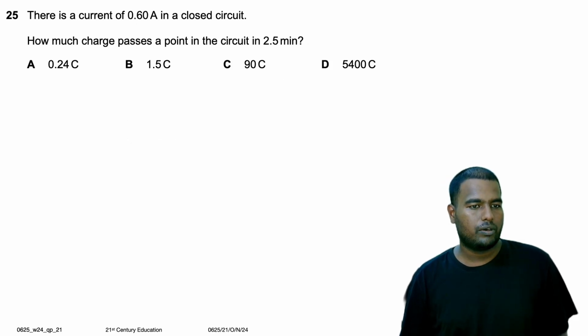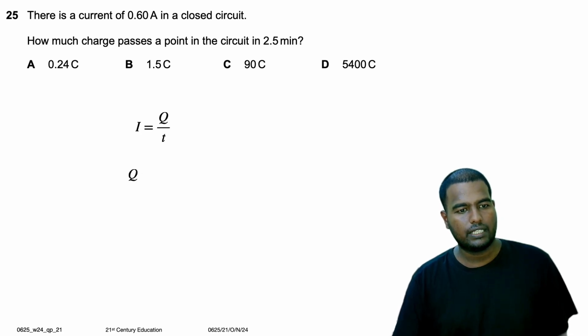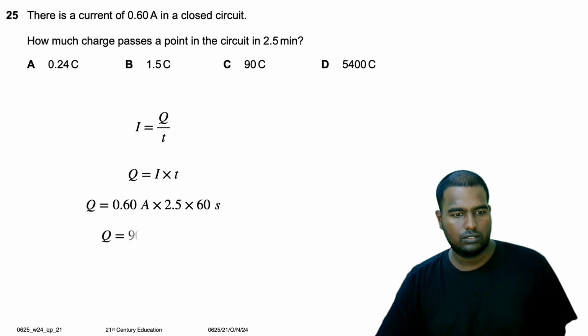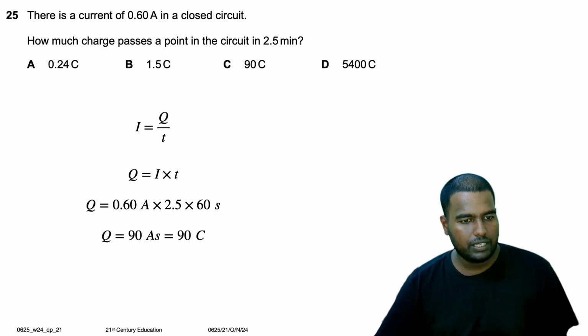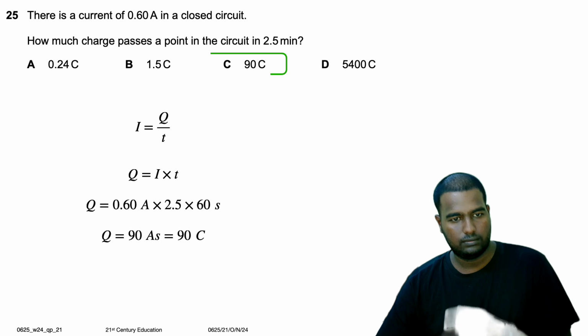There is a current of 0.60 ampere in a closed circuit. How much charge passes a point in the circuit in 2.5 minutes? We know that I is Q by t. We just have to find Q. Q is I into t. So it's 0.60 into 2.5 minutes converted into seconds, so 2.5 into 60 seconds. So 90 ampere second, which is coulomb. 90 coulomb. Option C.